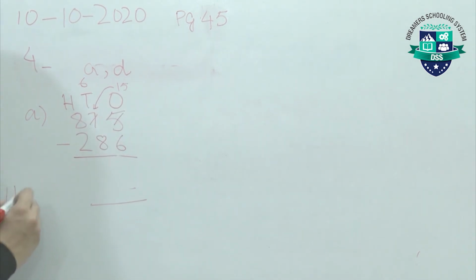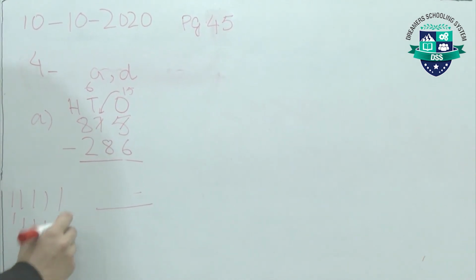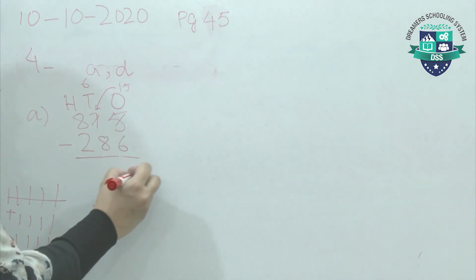Suppose I will count 1, 2, 3, 4, 5, 6, 7, 8, 9, 10, 11, 12, 13, 14, 15, and we will subtract 6. 1, 2, 3, 4, 5, 6. But we will get 1, 2, 3, 4, 5, 6, 7, 8, 9. Now we have 9.